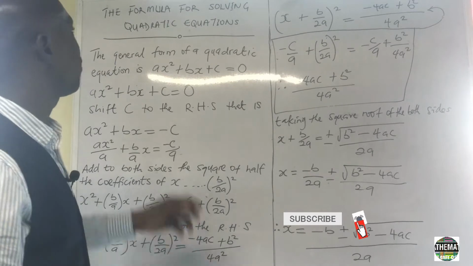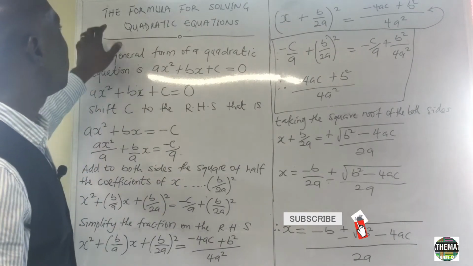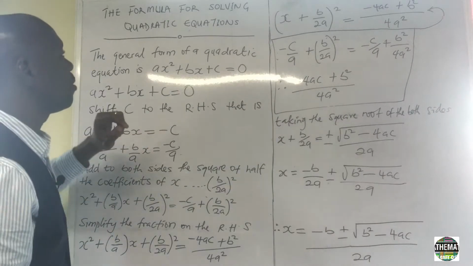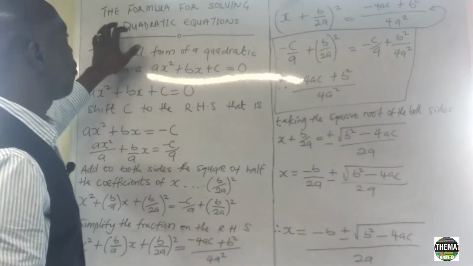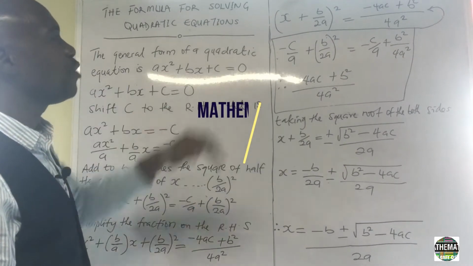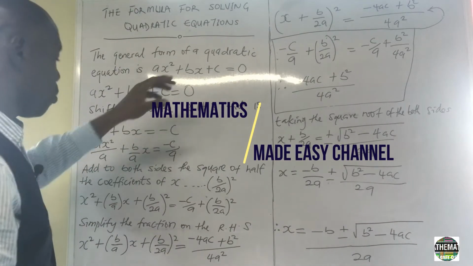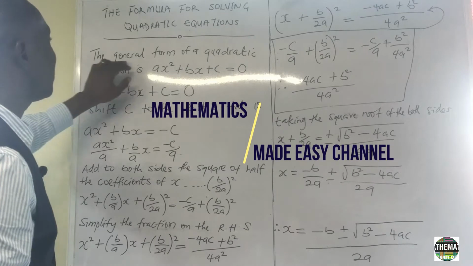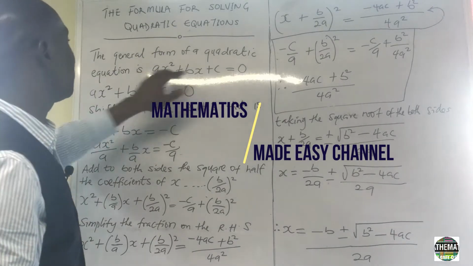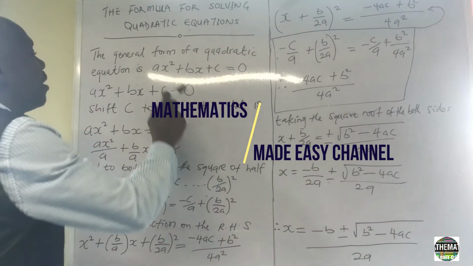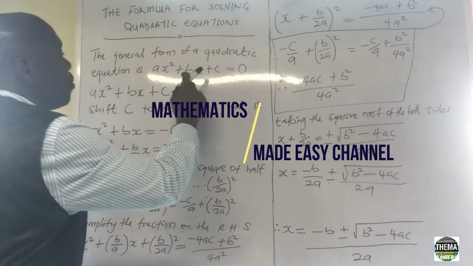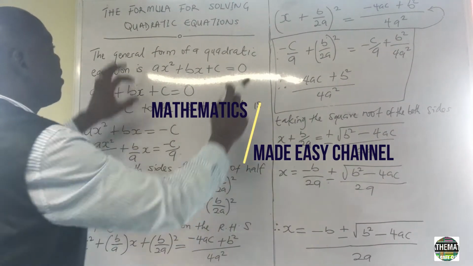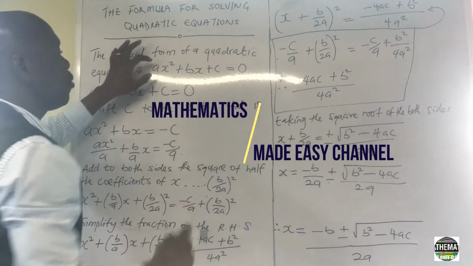Today's topic, we're solving the formula for solving quadratic equation. This particular topic is based on the quadratic equation. From our chalkboard, we are saying here that the general form of a quadratic equation is ax squared plus bx plus c equals 0. This is the general form for quadratic equation.